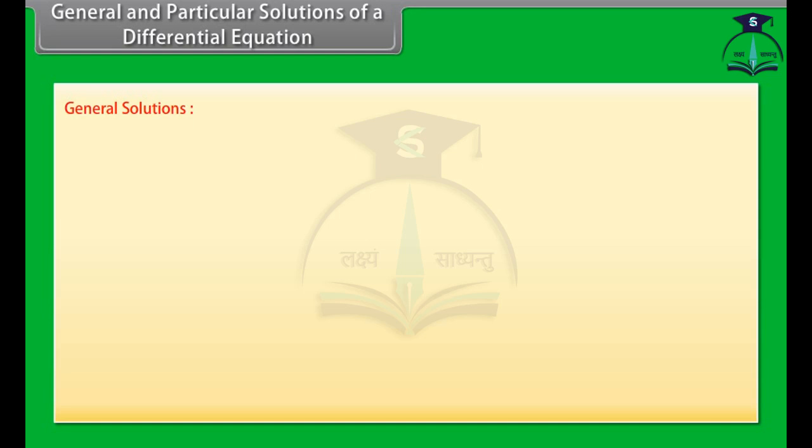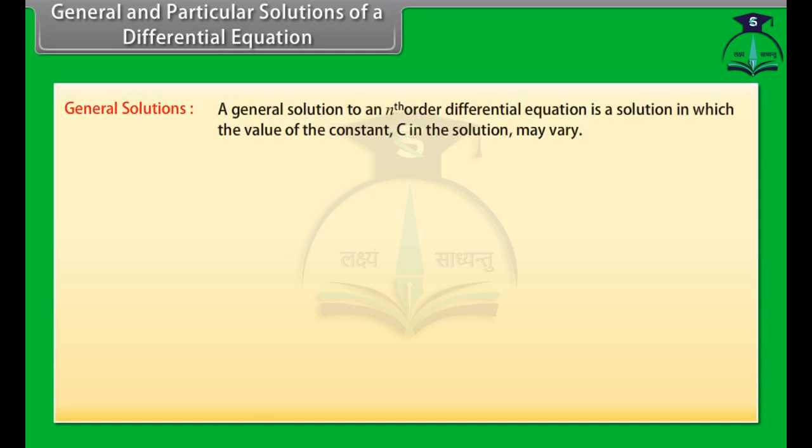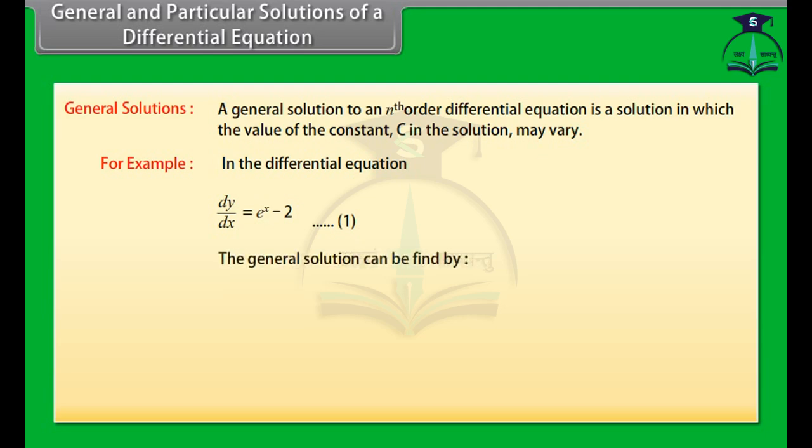General and particular solutions of a differential equation. General solutions. A general solution to an nth order differential equation is a solution in which the value of the constant c in the solution may vary. For example, in the differential equation dy by dx equals e raised to the power x minus 2, name it as 1. The general solution can be found by integrate equation 1 on both sides.